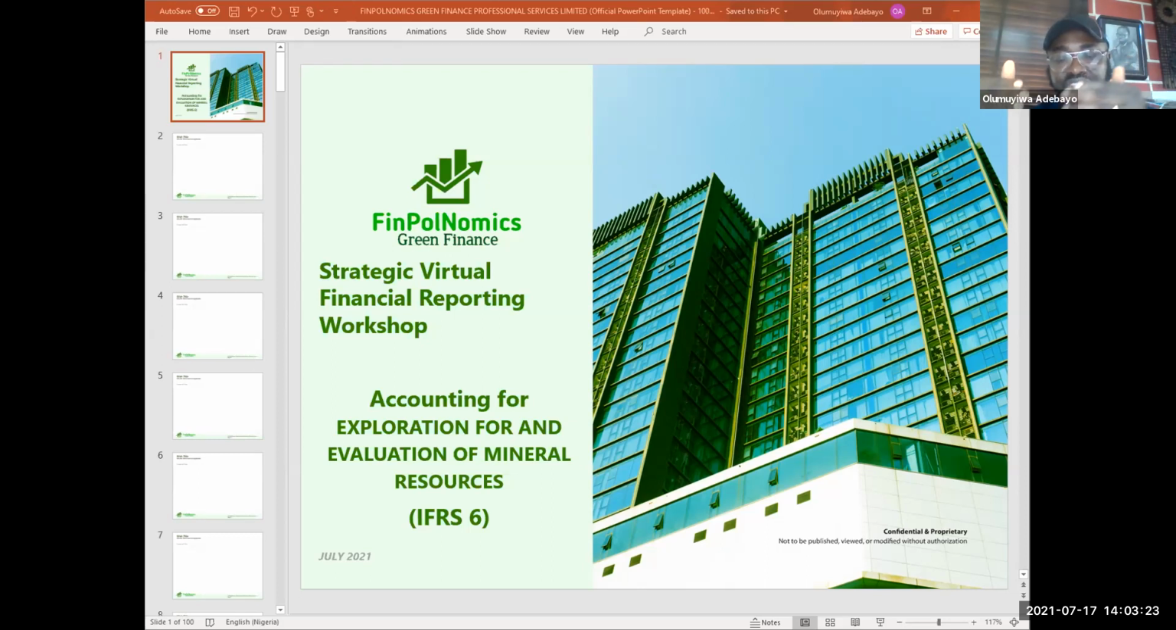The second one is that after legal right, every cost incurred in the process of exploration for and evaluation of mineral resources will be accounted for under IFRS 6. But such will no longer be accounted for once we get to the developmental phase. And the developmental phase is a phase that more or less has taken care of the technical feasibility of such an exploration and the commercial viability of such a development.